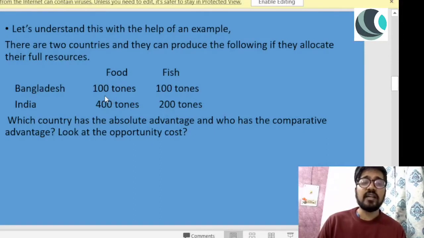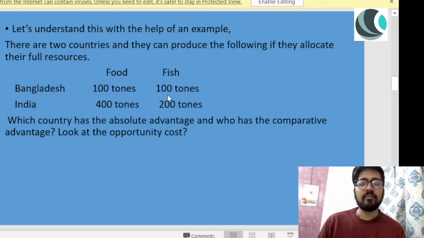And this is the example, I think, that will help you to make it clear. You need to find the opportunity cost first, so you need to divide them. If you divide 100 by 100, in either of the cases, it will come 1. But if you divide 400 by 200, it will give you 2, and if you divide 200 by 400, it will give you 0.5, right?